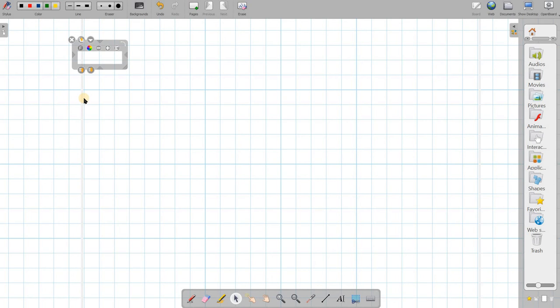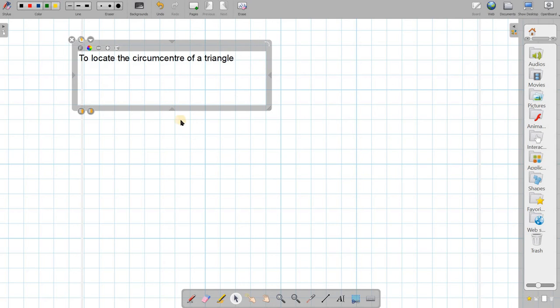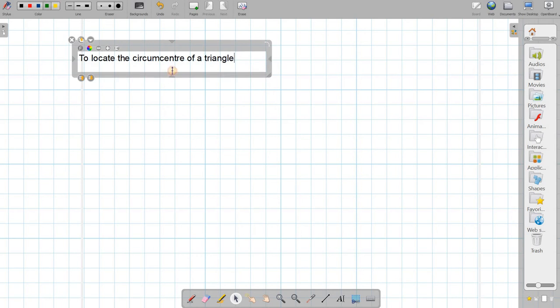So I'll just type it out. The aim is to locate the circumcenter of a triangle. So this is the aim of this session, to locate the circumcenter of a triangle.